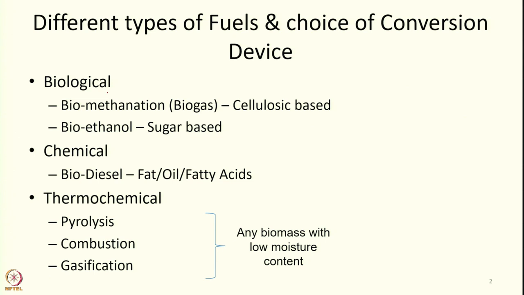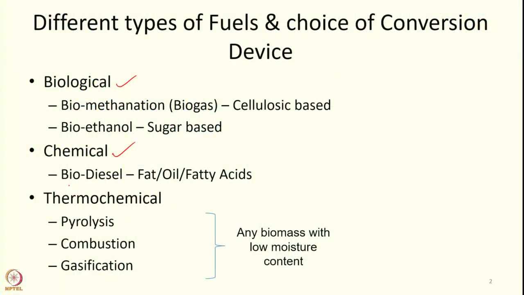So, when we look into the biological pathway, we have this biomethanation. Biomethanation is nothing but the biogas generation, which we have seen is mostly on the cellulosic based feedstock. If we have good cellulose in the waste, then this technology is the most suitable one. And when we look into the bioethanol generation, we need something more on the sugar based side. So, biologically these two are the prominent technologies that convert our waste to energy.